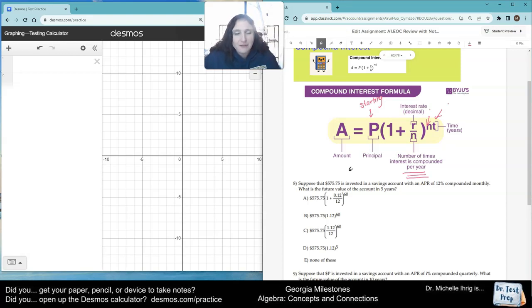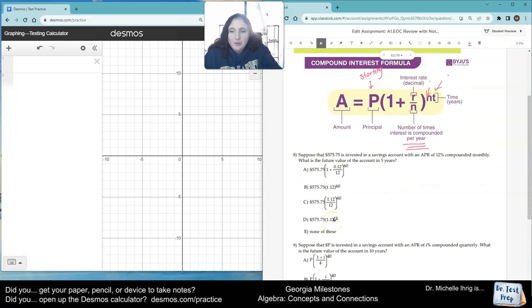Let's look at number 8. And I have the formula up just in case, but we'll see if it makes sense without using the calculator. Okay, so the amount is the initial value P. So our initial value is $575.75. Then I'm just literally copying it from the formula. So it says, is invested in a savings account with an APR of 12%. Remember, anytime we have percent, we have to convert it to a decimal. So that's 0.12. Then it says it compounds monthly.